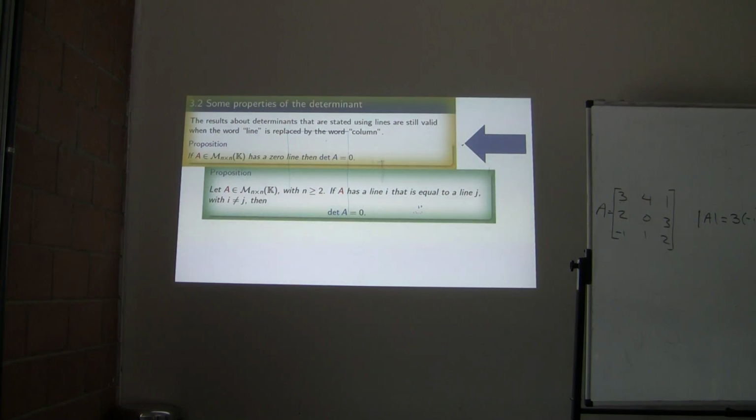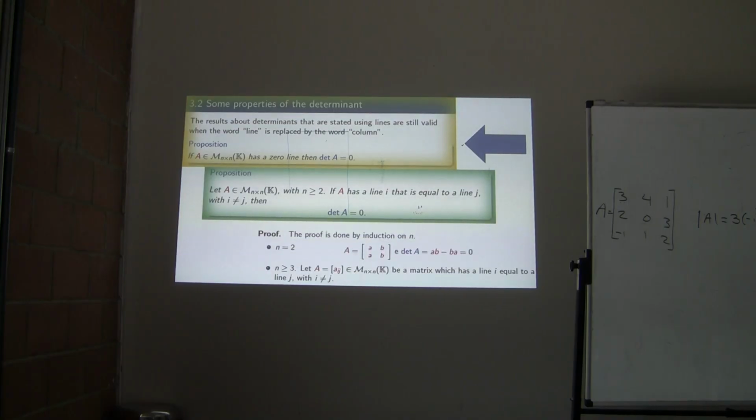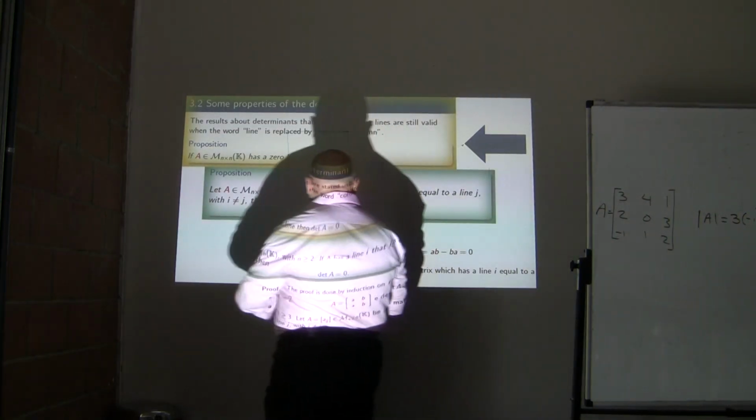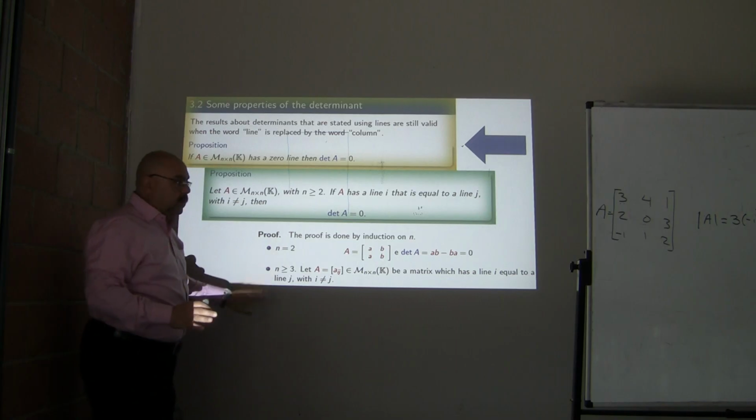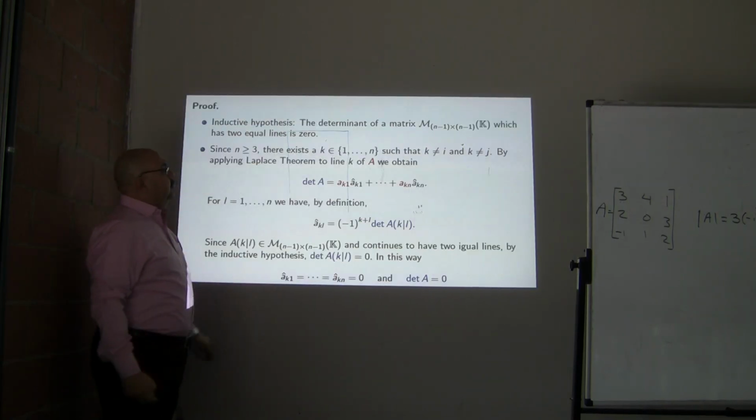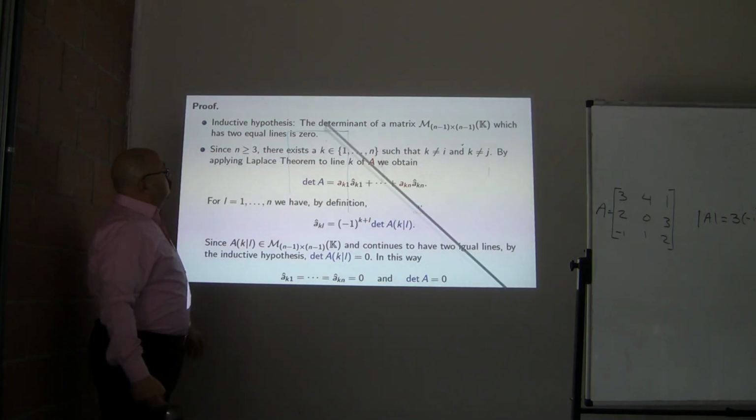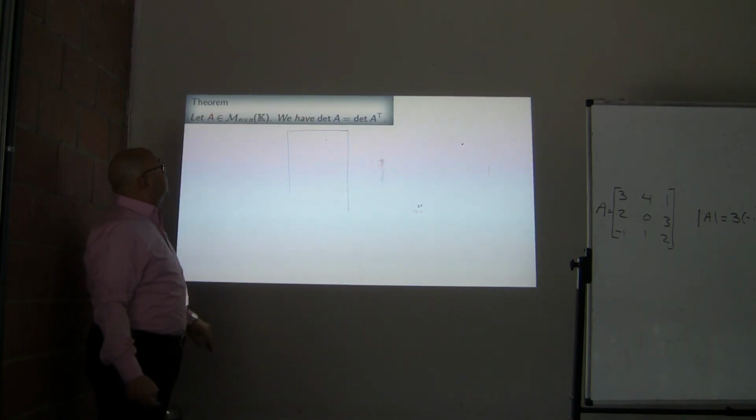Exactly the same, or two columns exactly the same, also the value of this determinant will be 0. Okay, that's the proof. The proof is just, you can go through it. It's okay, we are not going to go through it. That's also the general proof of what we said.